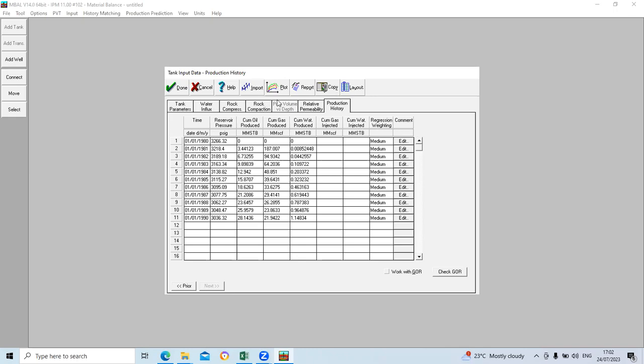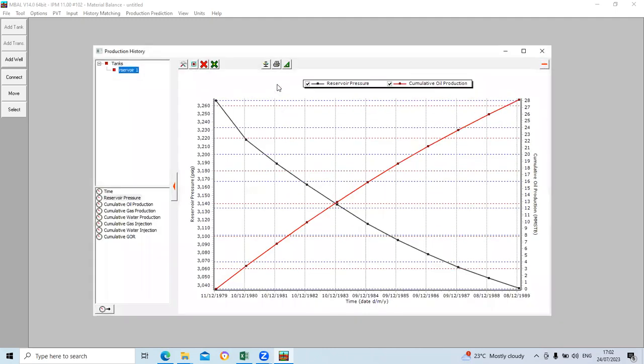Alright, we can go to our plot up there to look at the performance of the reservoir from the production that we have inputted. What is the performance of that reservoir? So you look at it from here, you can see the reservoir pressure, what's happening with the reservoir pressure, what's happening with the cumulative oil production. I could also put cumulative gas production.